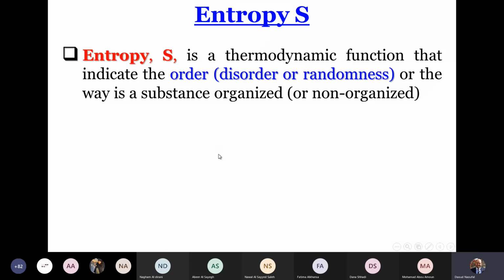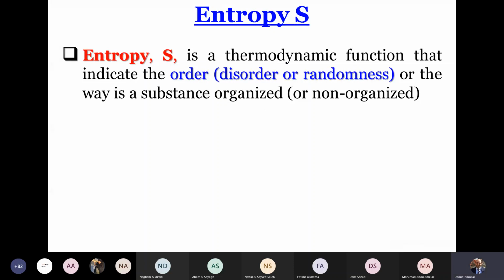Definition of the entropy. Entropy S is a thermodynamic function that indicates the order or the disorder or the randomness of the substance. This is an indication about the way the substance is organized or non-organized.